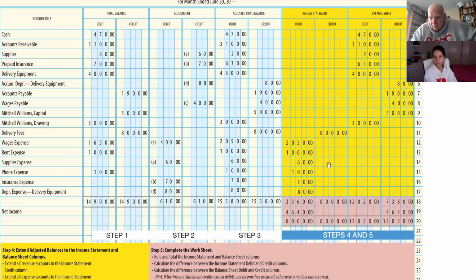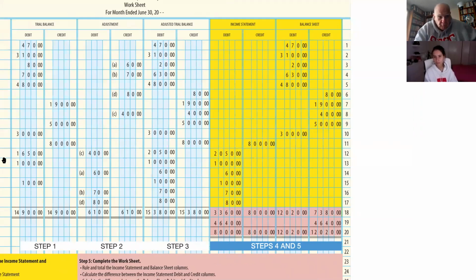If we've done this correctly, now we brought over all the balance sheet items from that side. If we've done everything correctly, we're going to have a difference in the same amount, this time on the credit side. Okay? We're adding it.